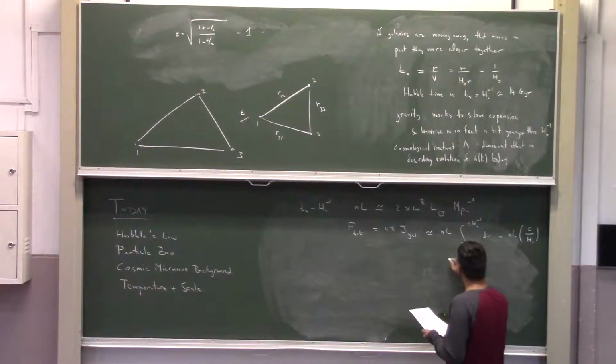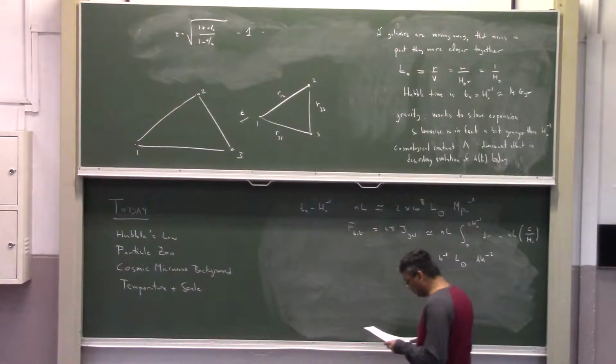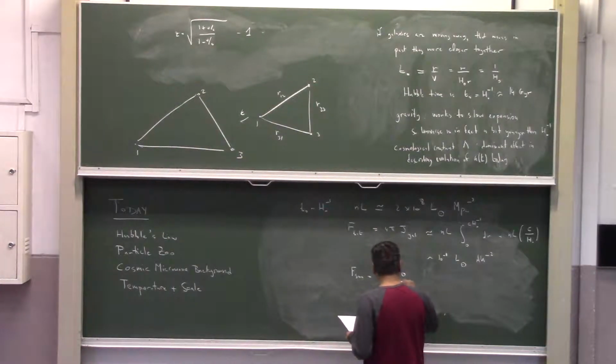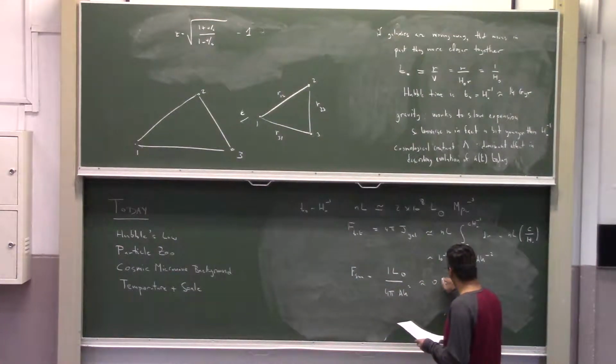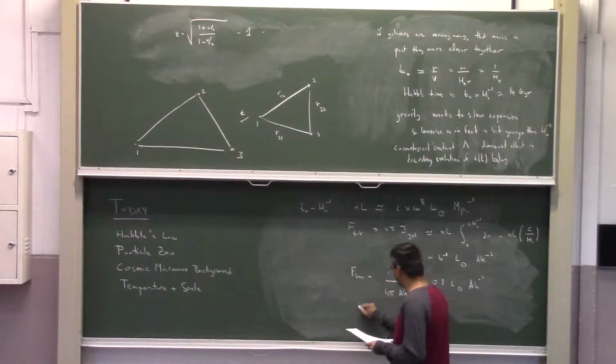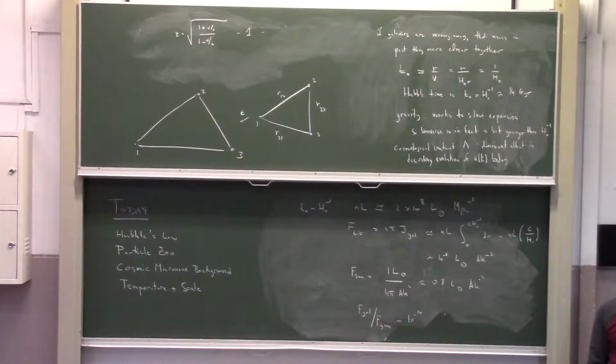So this is 10 to the minus 11 solar luminosities per square astronomical unit. And the sun is 1 solar luminosity per 4 pi astronomical unit squared, which is about 0.8 solar luminosities per AU to the minus 2. So the flux from the galaxies compared to the flux from the sun is about 10 to the minus 10. So this explains why the night sky is dark, because the universe has a finite edge.